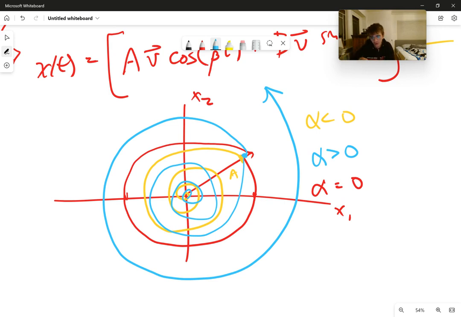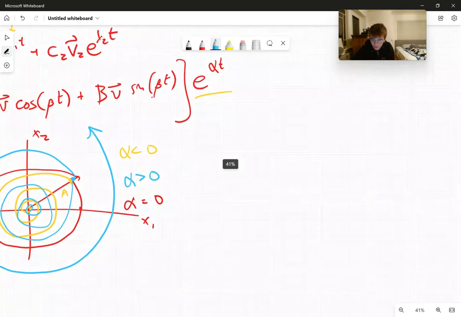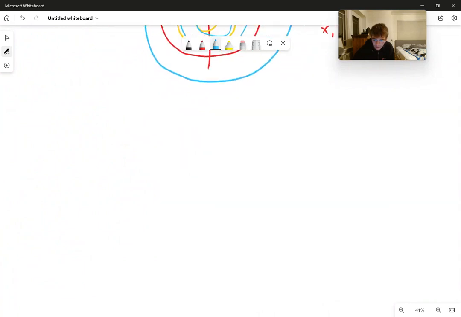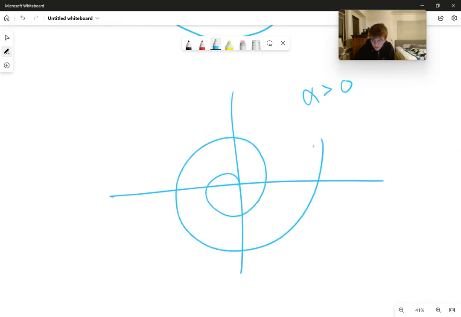Because I've drawn it as though this blue spiral is spiraling in the opposite direction of the yellow. Turns out that can never happen, okay? So the last thing I'll mention about these complex systems that spiral is how to determine the direction of a spiral. Say I have alpha greater than 0, so I'm going to have what we call an unstable spiral, okay? So the amplitude of the oscillations in phase space grows with time exponentially.